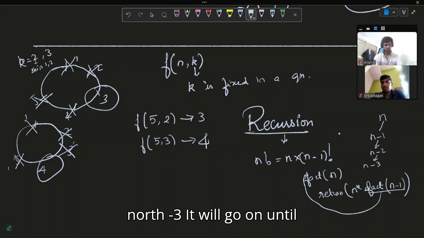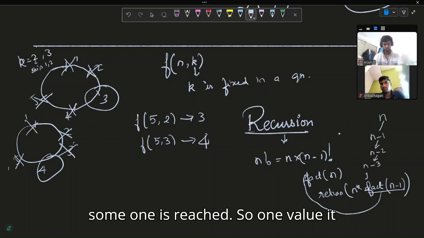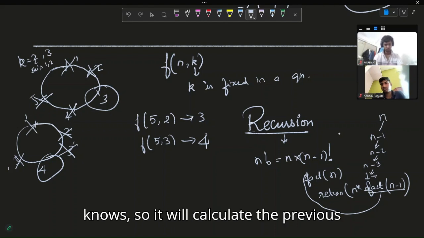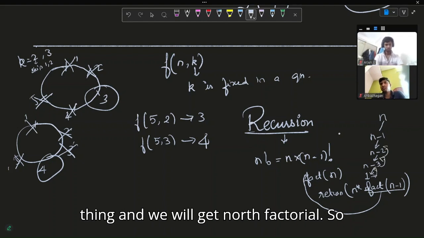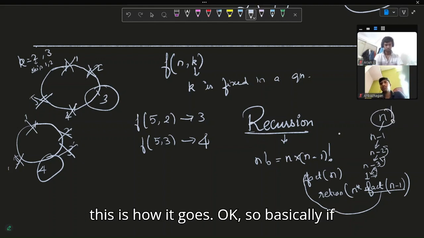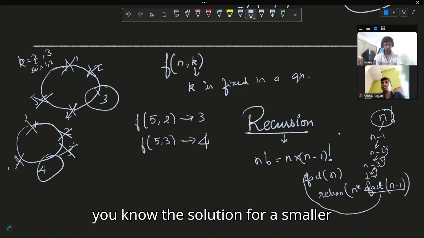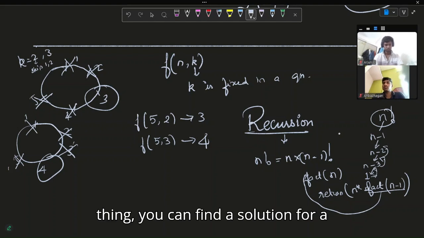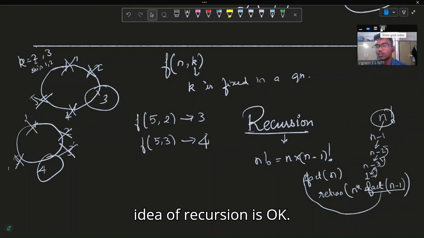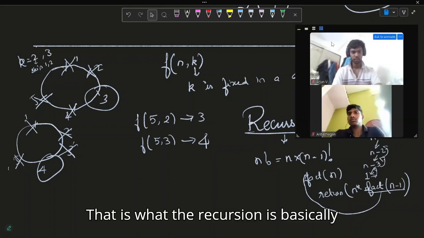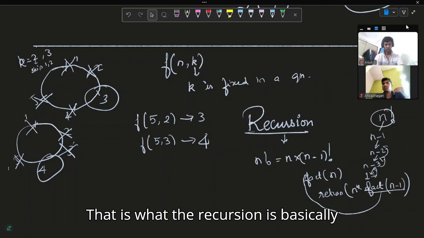It will go on until 1 is reached. So one value it knows, so it will calculate the previous thing, and the previous thing, and the previous thing, and we will get n factorial. So this is how it goes, okay? So basically, if you know the solution for a smaller thing, you can find a solution for a larger thing. That is the whole idea of recursion.